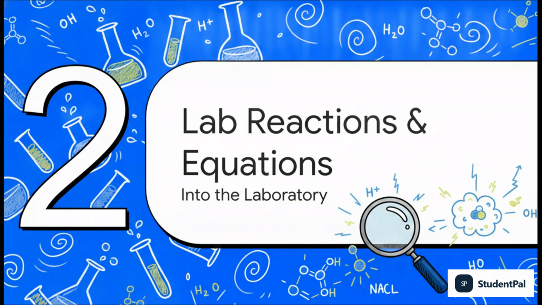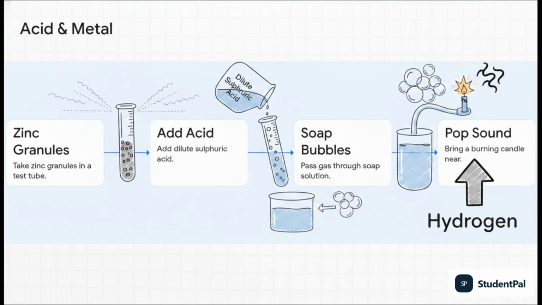Section 2. Lab reactions and equations, into the laboratory. Now that we know how to identify them safely, let's see how they behave. Let's look at a classic, absolute must-know experiment, Activity 2.3. We take some solid zinc granules in a test tube and add dilute sulfuric acid. Almost immediately, you'll see bubbles rapidly forming on the surface of the zinc. But what exactly is this gas? Well, to find out, we pass it through a soap solution, creating bubbles filled with the mystery gas. When we bring a burning candle near these soap bubbles, they burn with a very distinct, sharp pop sound. That pop sound is our ultimate confirmation. It tells us the gas evolved is hydrogen gas.